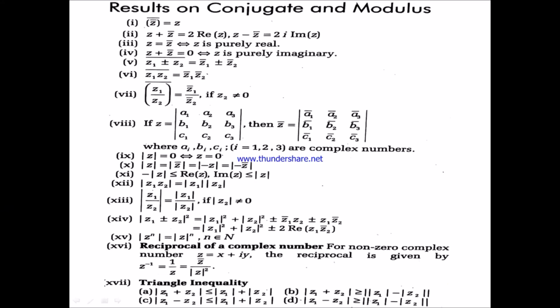As we can understand, these are some results on the conjugate and modulus of a complex number. You all can evaluate these, and if you have any problems proving them or understanding them, you can ask me in the comment section. Okay, let's move to the next part.